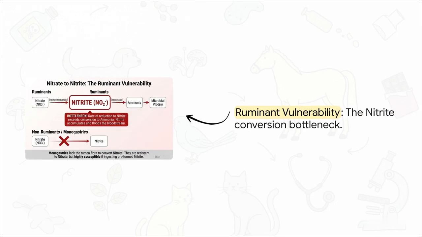Now, you might be wondering, why are ruminants specifically vulnerable to this? Well, it's all about a bottleneck happening right in the rumen. Rumen microbes use reductase to convert nitrate into nitrite, and then another reductase converts that nitrite into ammonia to make microbial protein. The bottleneck happens because the rate of reduction to nitrite is much, much faster than the conversion to ammonia, so this highly toxic nitrite accumulates and just floods the bloodstream. Non-ruminants and monogastrics lack this specific rumen flora, so they're generally resistant to nitrate, although they are highly susceptible if they ingest preformed nitrite directly.